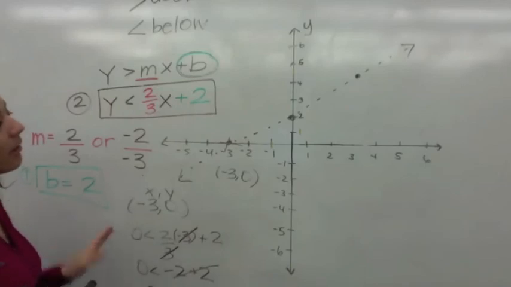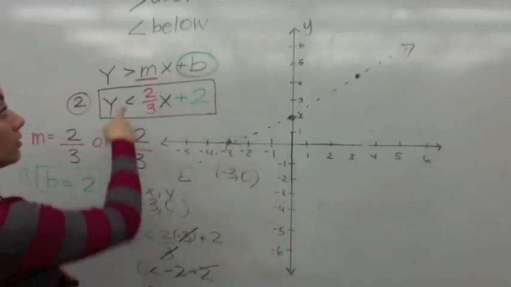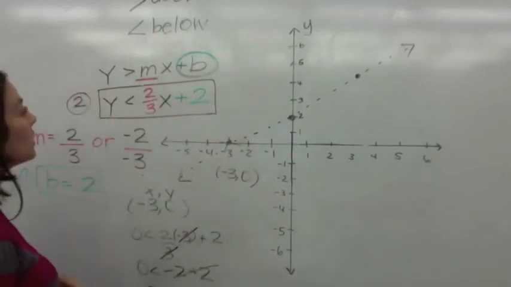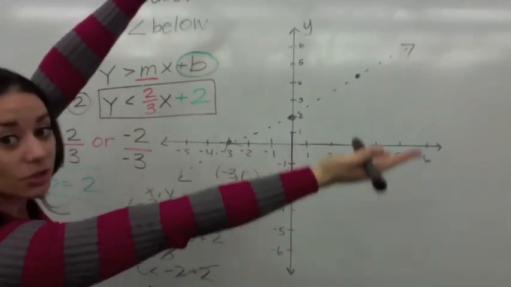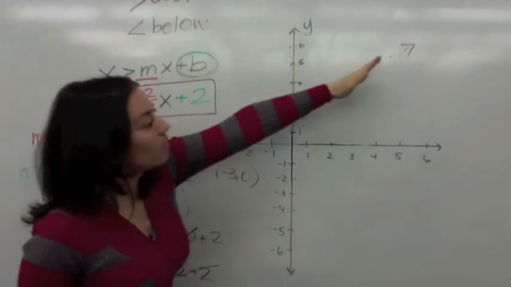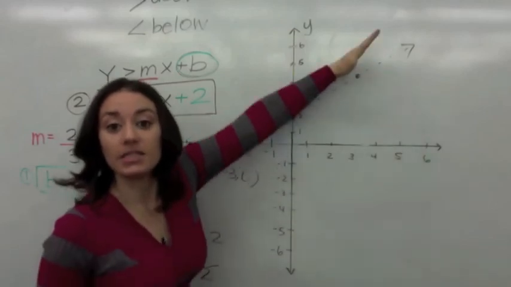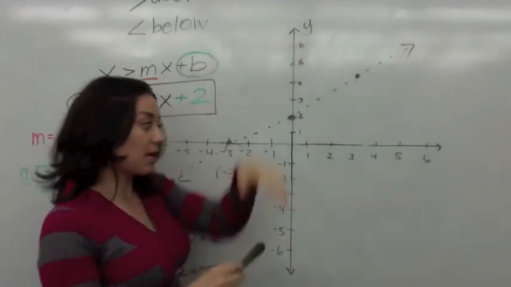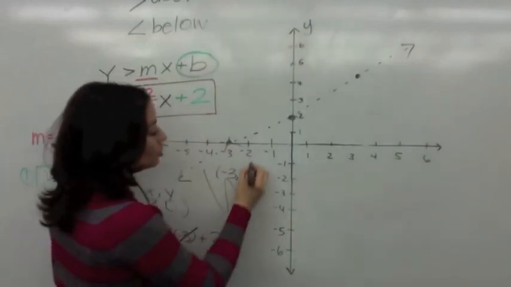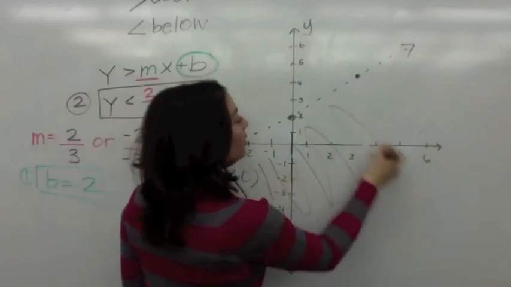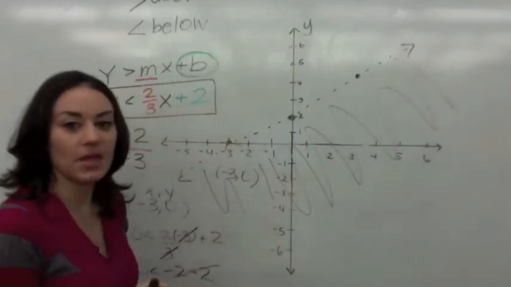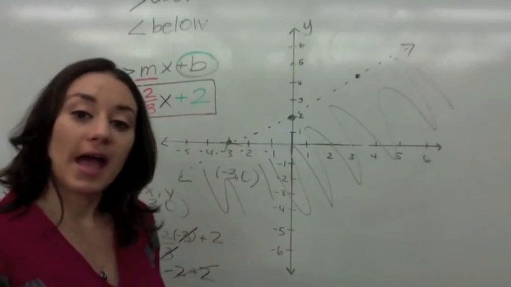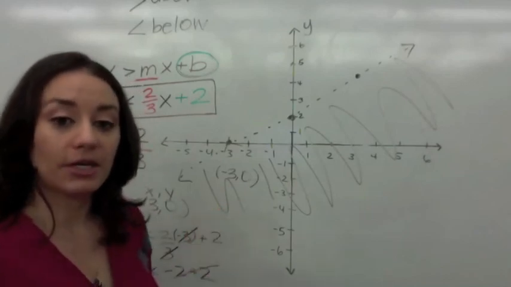So let's talk about all the points that are included in the solution to this line. This is less than, so it's going to be below. Below the line is like this. This is below, where this would be above. So we're going to go ahead and shade everything below the line. Okay? And that is an introduction on how to graph linear inequalities.